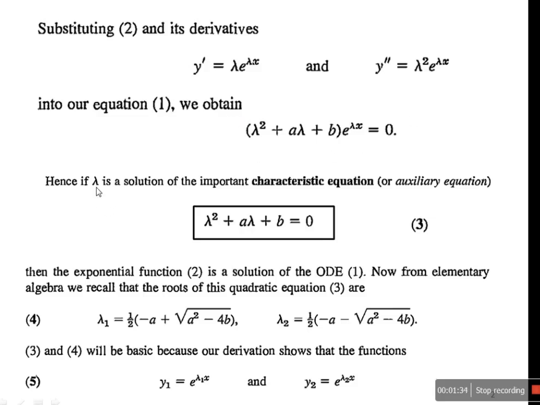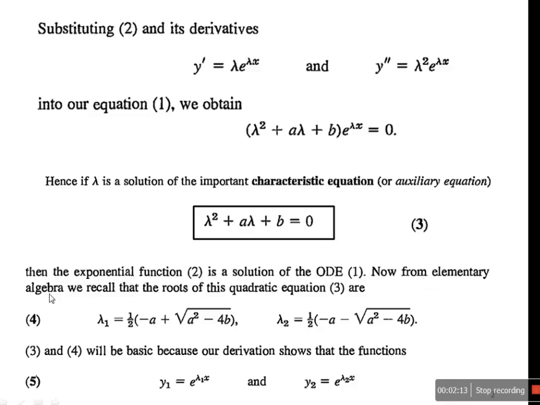Now, because e to the lambda x is never equal to 0, I will take this term, lambda square plus a lambda plus b equal to 0, which is the characteristic equation. Then the exponential function 2 is a solution of 1.